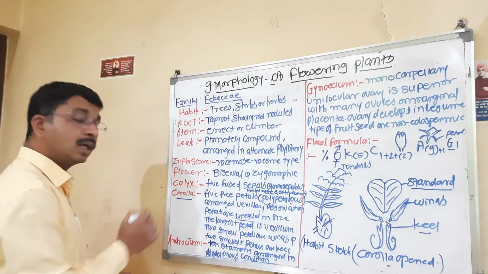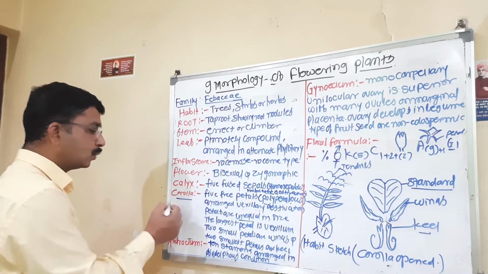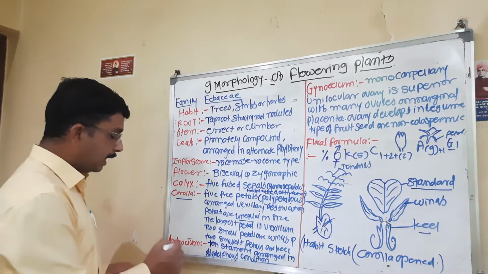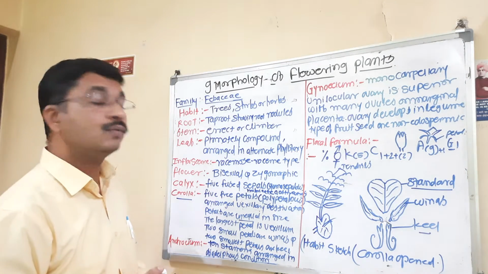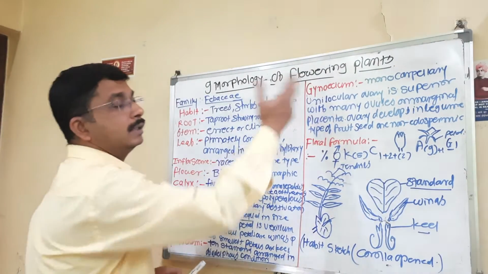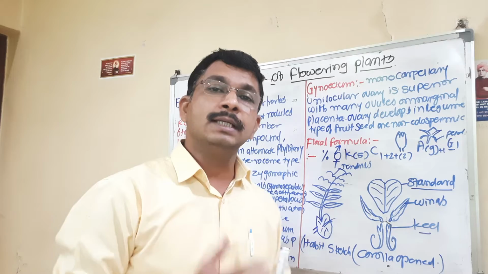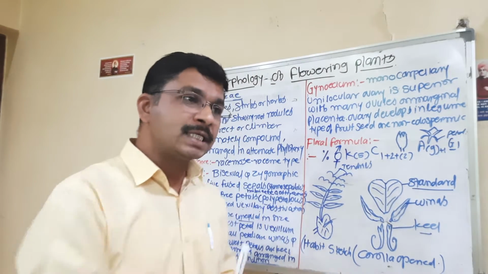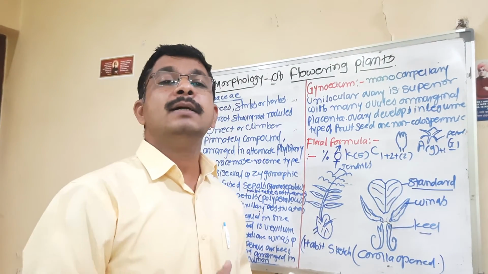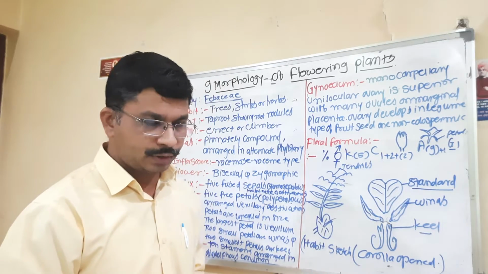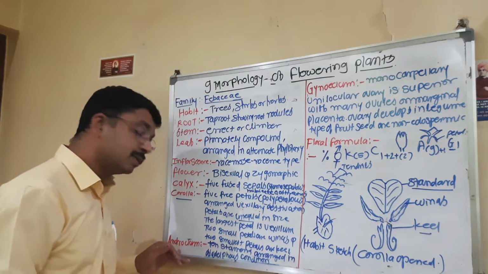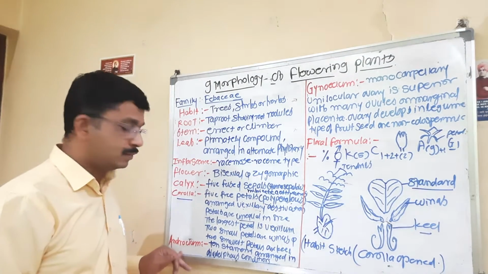This is about the corolla. These are the two accessory whorls. And then the essential whorls. The essential whorls are the androecium and the gynoecium. Why do we call them essential whorls? Because they directly take part in sexual reproduction. That's why we call them essential whorls.